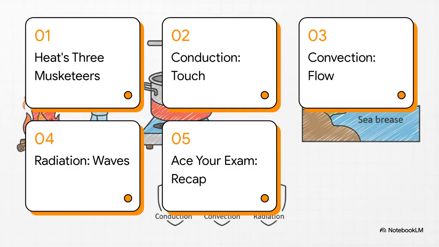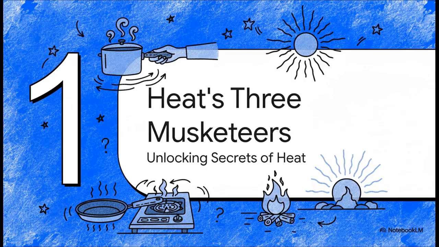So here's our game plan. We're going to meet the 3 types of heat transfer, see how they work in the real world, and then wrap it all up with a quick recap so you're totally ready for your exam. Simple. Let's do this. Okay, to make this all super easy to remember, let's think of the 3 ways heat travels as the 3 musketeers of heat transfer. We have conduction, convection, and radiation. Each one is a hero with its own special power of moving heat around.